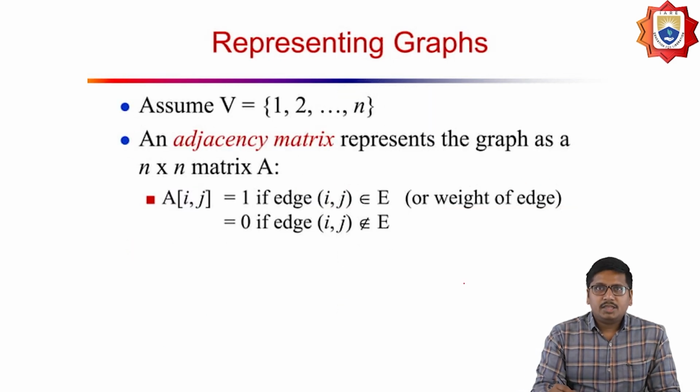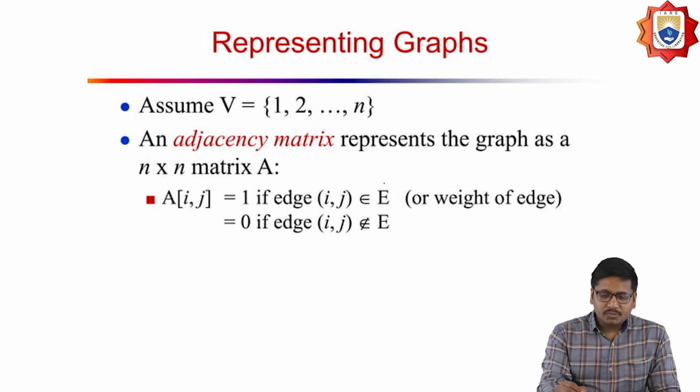And then representing the graph. So here the graphs are going to be represented in the form of a matrix, or an adjacency list, as we can call it. So assume that we have a set of vertices, and an adjacency matrix is going to represent the graph as an n by n matrix.